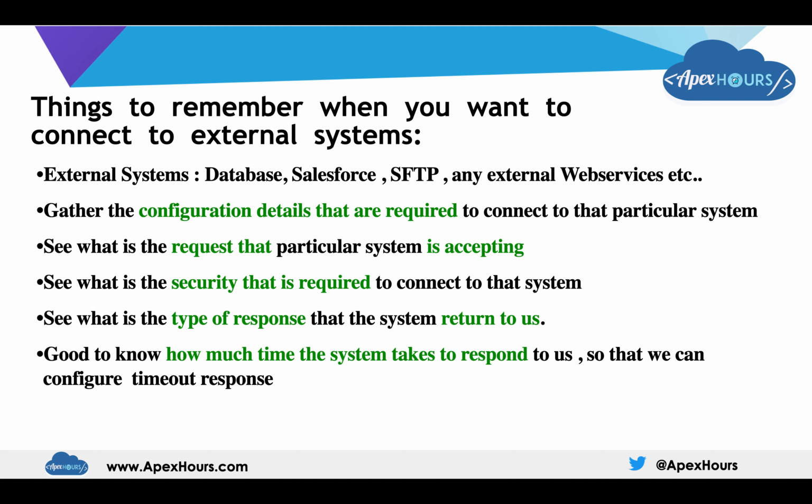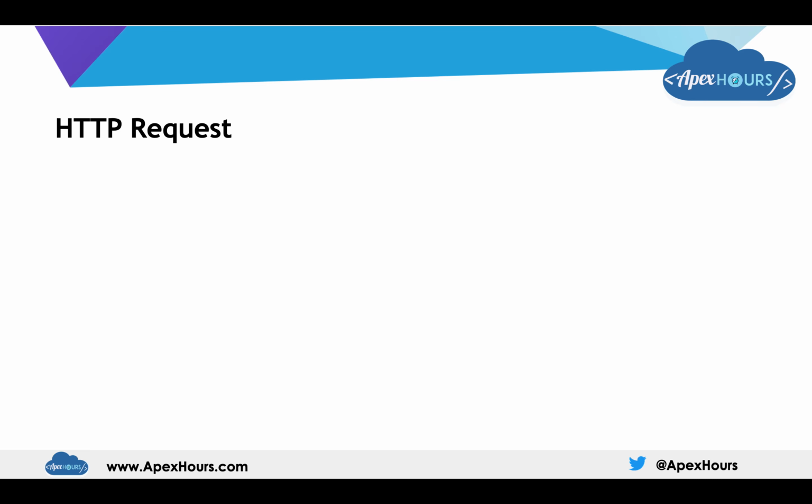All right, so these are the things that you need to remember when you want to connect to an external system. Let's start with the HTTP request connector, which means we use the HTTP request connector to call other web services or APIs. Both are the same here. So with the external systems concept, we are first going to try to call another web service using the HTTP requester.